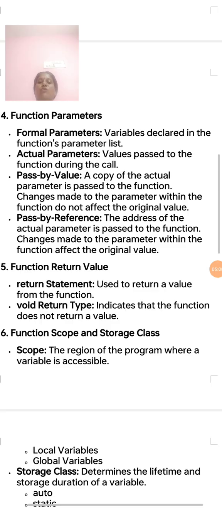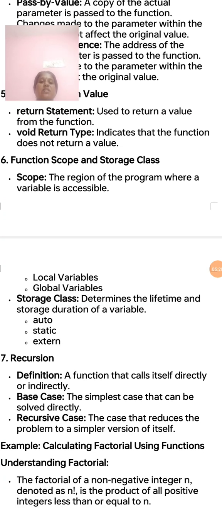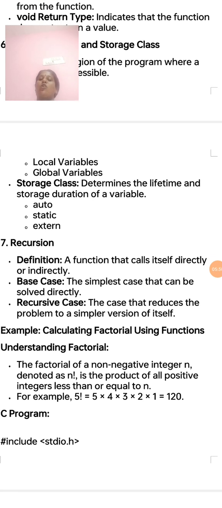Then return values are used to return a value from the function. A void return type means empty, no data type. Next, function scope and storage classes. Function scope means the function will vary depending on whether the variable is local or global. Storage class determines the lifetime or storage duration of a variable in a program. It has auto, static and extern.